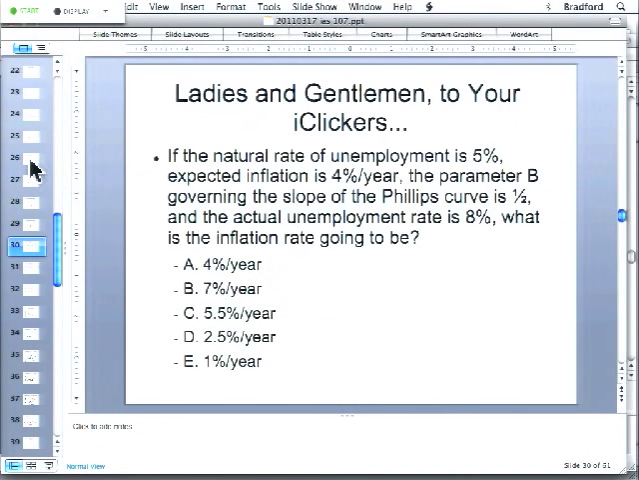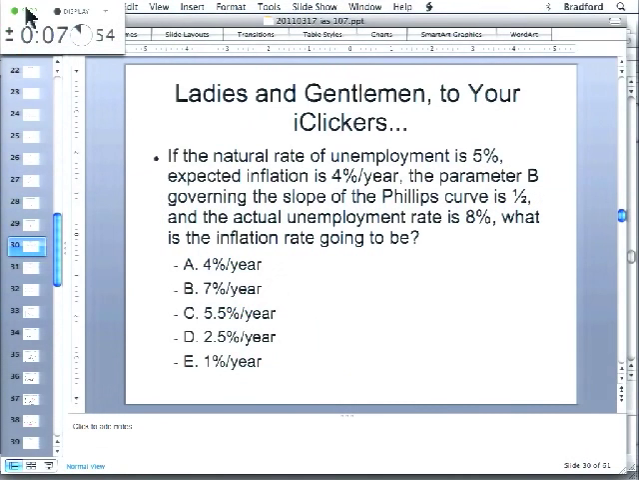Let's try it again. The natural rate of unemployment is 5% and 2% expected inflation, a parameter of 1 for the Phillips curve rather than 1/2. What's the inflation rate going to be for these parameters in this particular economy, which looks somewhat like us, except the actual unemployment rate is lower than our current one. Certainly expected inflation in the U.S. economy right now is about 2%. It's not that far different from there.